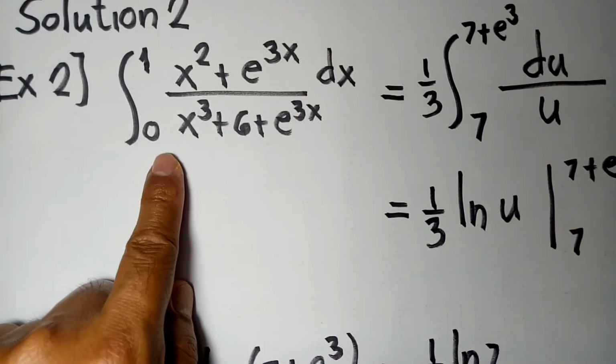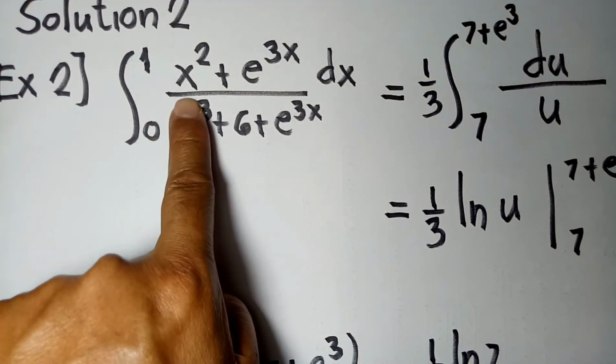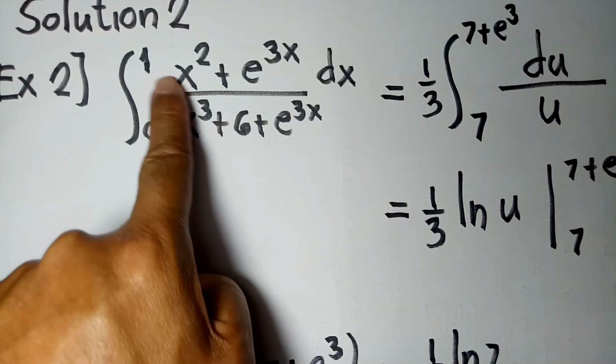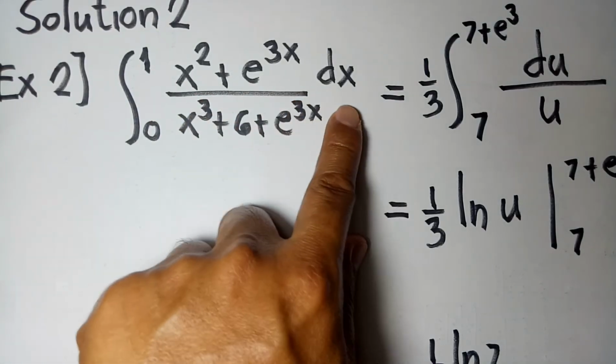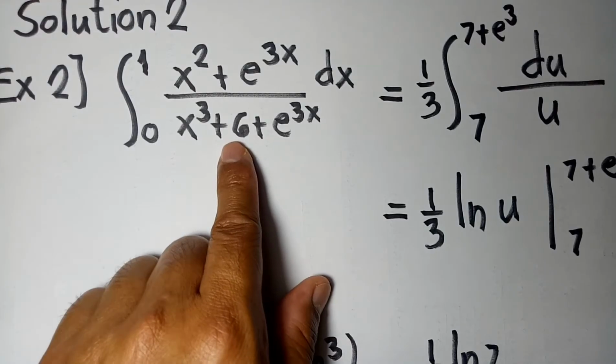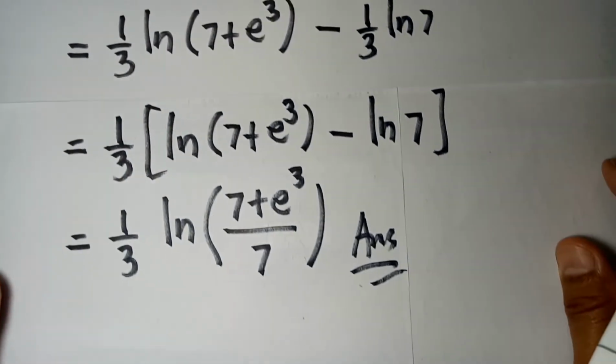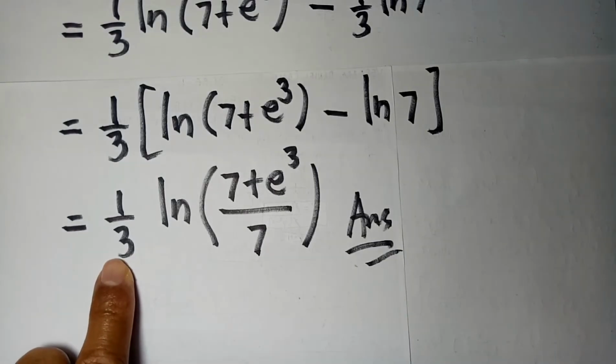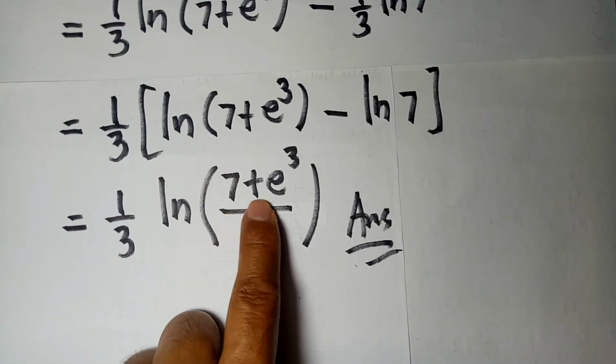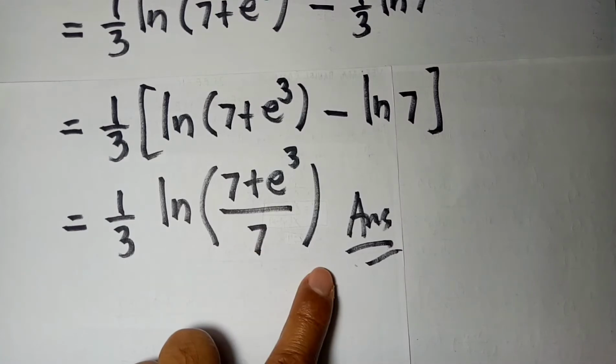So the integral from 0 to 1 of x squared plus e raised to 3x dx divided by x cubed plus 6 plus e raised to 3x is equal to 1/3 ln of 7 plus e cubed over 7.